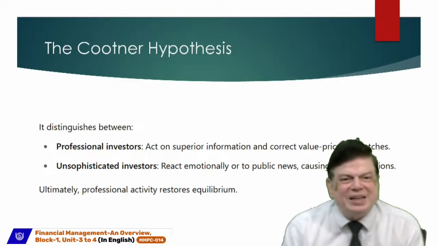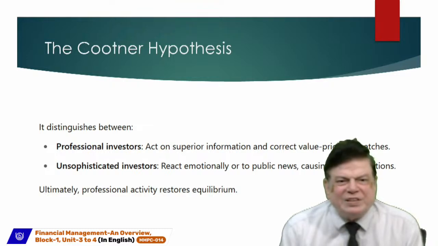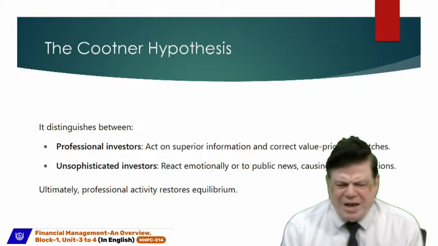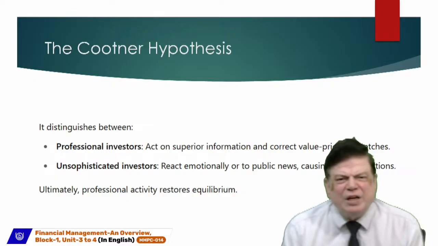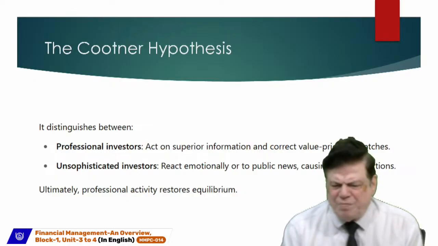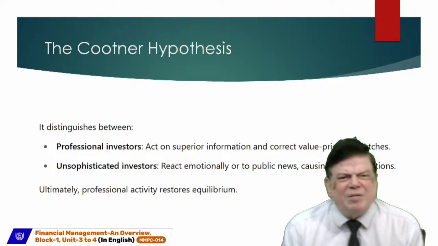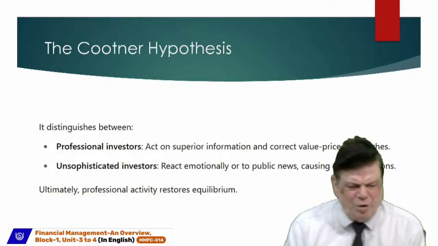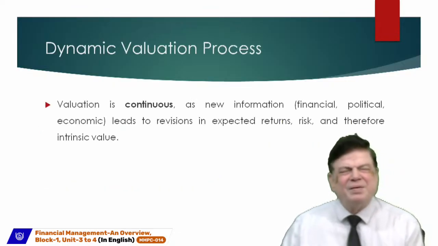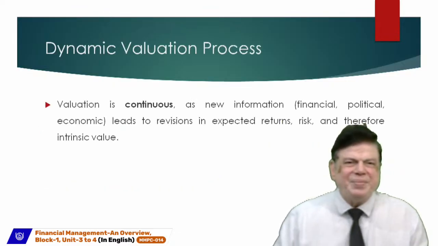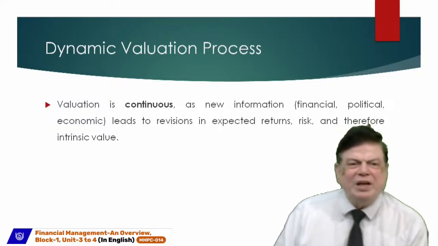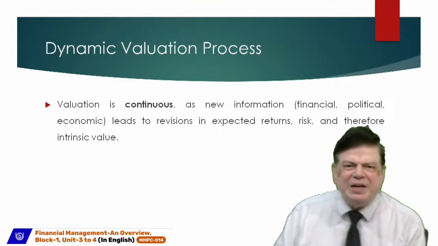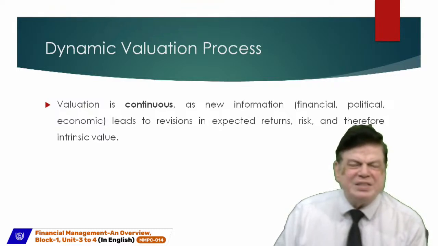Next, it distinguishes between professional investors, who act on superior information and correct value-price mismatches, and unsophisticated investors, who react emotionally or to public news, causing price distortions. Ultimately, professional activity restores equilibrium. Valuation is continuous, as new information, financial, political, economic, leads to revisions in expected returns, risk, and therefore intrinsic value.